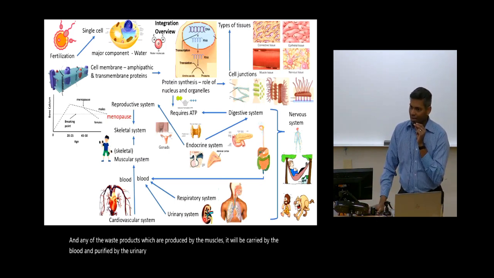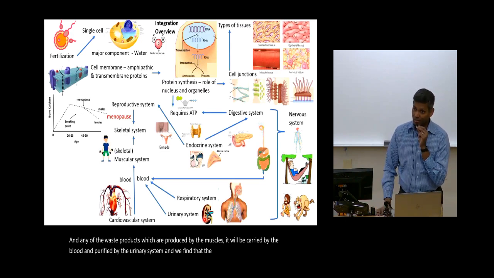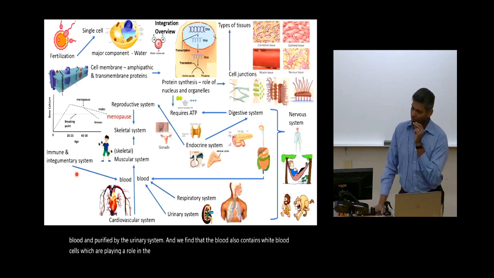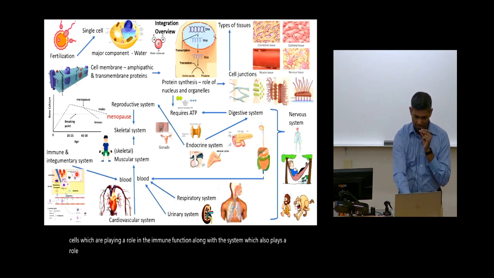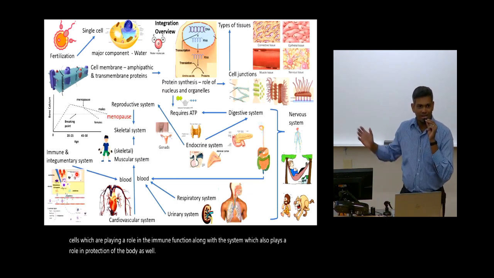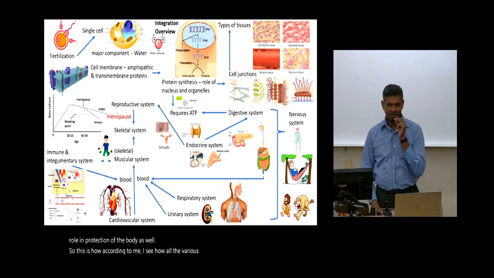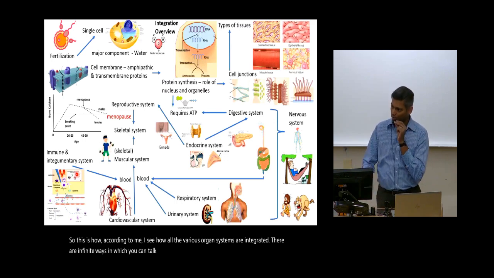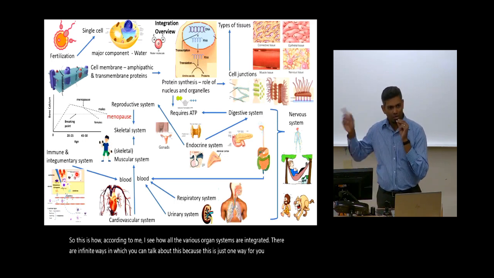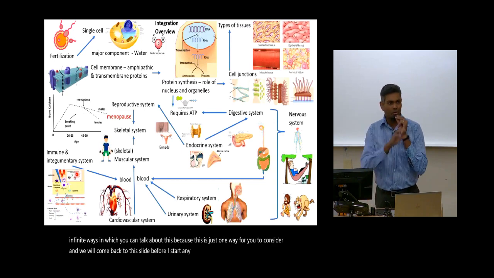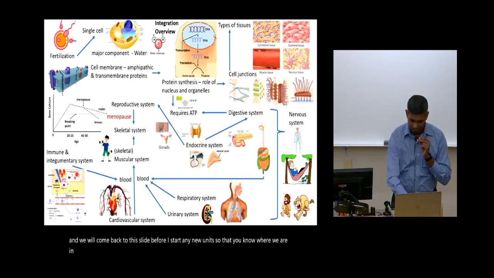And we find that the blood also contains white blood cells, which play a role in the immune function, along with the integumentary system, which also plays a role in protection of the body as well. So this is how, according to me, I see how all the various organ systems are integrated, right? There are infinite ways in which you can talk about this, but this is just one way for you to consider. And we will come back to this slide before I start any new unit, so that you know where we are in the grand scheme of things.